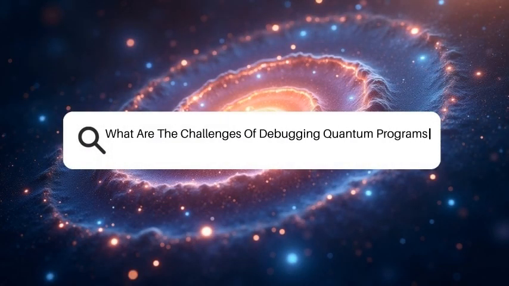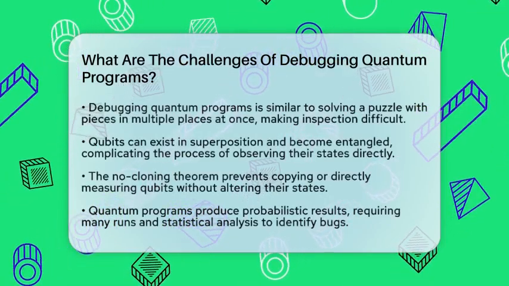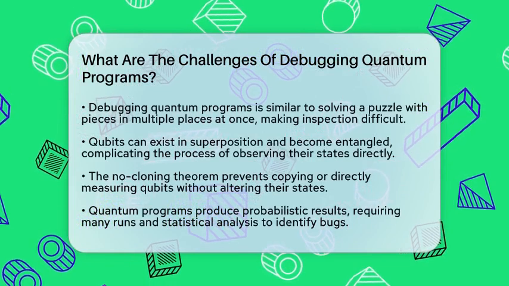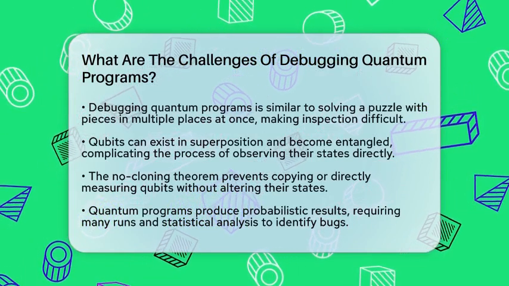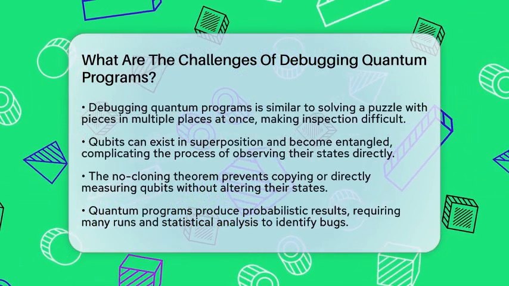What are the challenges of debugging quantum programs? Imagine trying to fix a puzzle where the pieces can be in multiple places at once, and you can't see some of the pieces directly. That's what debugging quantum programs feels like.